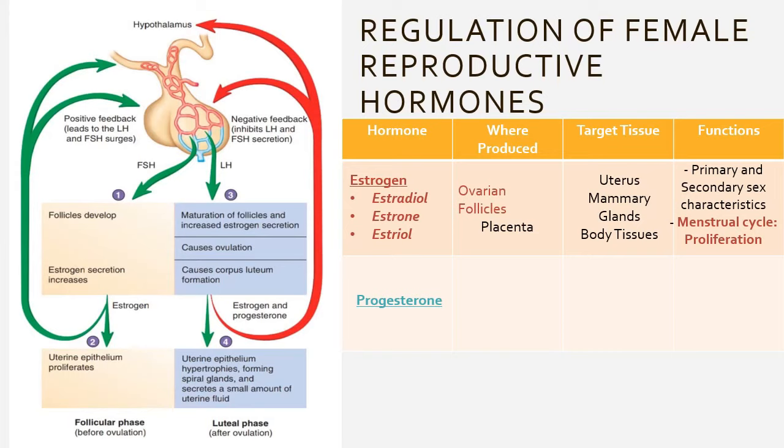Estrogen also plays a role in the menstrual cycle, particularly the proliferation stage. Next, the progesterone. The progesterone is primarily secreted by the corpus luteum of the ovaries. Like estrogen, its target tissue also covers the female reproductive system as well as the different body tissues. The main function of progesterone is to maintain the uterine lining. This is in preparation for possible fertilization and implantation. If not, this lining will be shed off during the menstrual cycle.